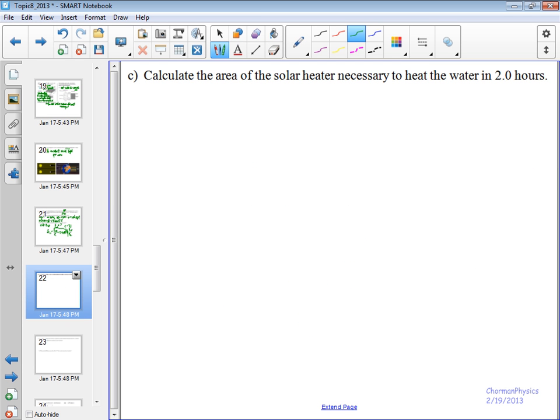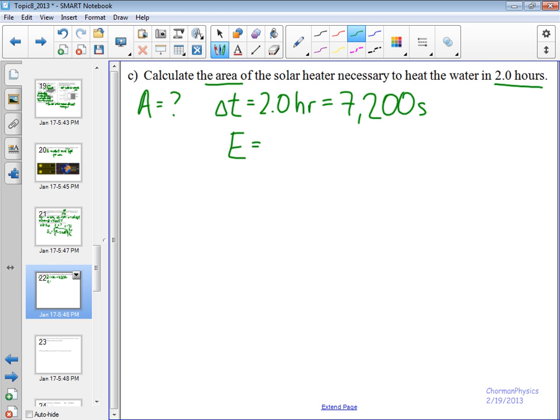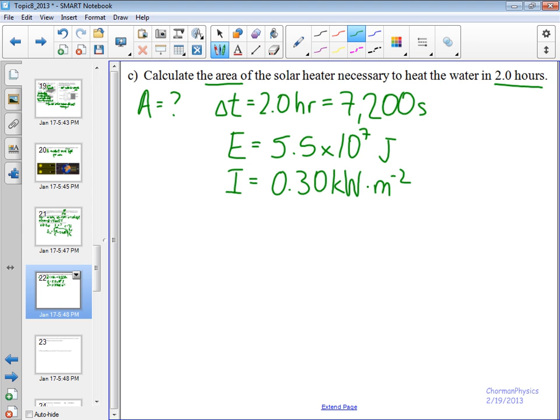Okay. So if we know what the incoming intensity of sunlight is, and we know that it's going to take 2 hours to heat this water, we can calculate the area of that solar heater. So again, we want the area, we know the time, 2 hours, which we can easily convert into 7,200 seconds. Energy is the input given from before. This is what's being given from the sun, because this intensity is the intensity from the sun. We need to keep these in the same terms.